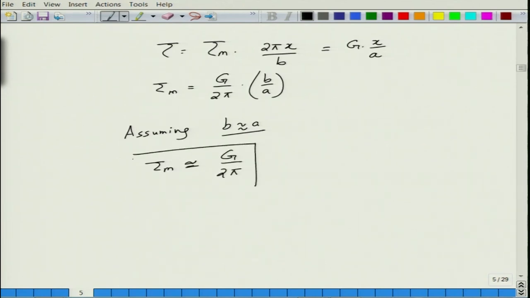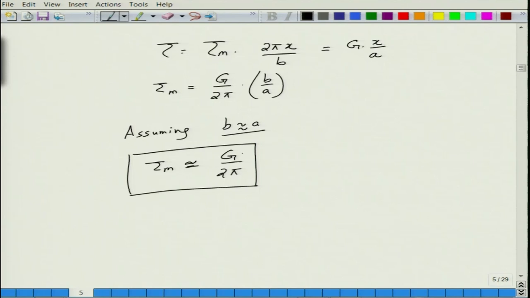So the maximum shear stress that is needed to move an atom from one position to another is equal to G divided by 2 pi, where G is the shear modulus. All right, so this is the value of maximum shear strength, or you can say the ideal or theoretical strength of the material, which is G divided by 2 pi.